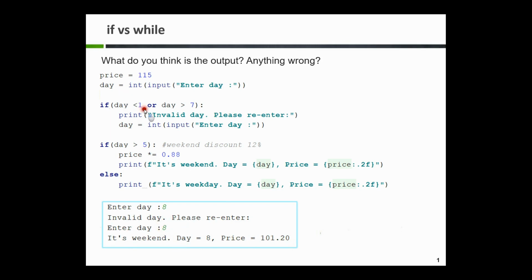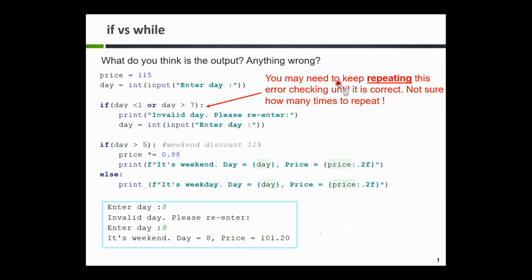So this if statement can check for an invalid day, but it only checks once. We may need to keep repeating this check in order to make sure the user enters a valid day. We have to keep repeating this check until it's correct, but we are not sure how many times it's going to repeat. So in this case, we cannot use an if statement because the if statement only checks the condition once. We have to use something called a while loop to do this.